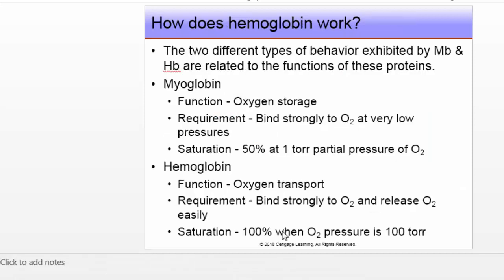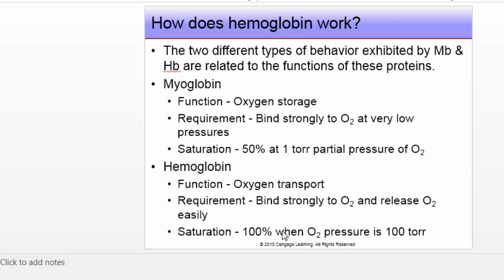How does the hemoglobin work? Now, the two different types of behavior exhibited by myoglobin and hemoglobin are related to the functions of these proteins. Myoglobin's function is oxygen storage, and it binds strongly to oxygen at very low pressure. Saturation is 50% at 1 torr partial pressure of oxygen.